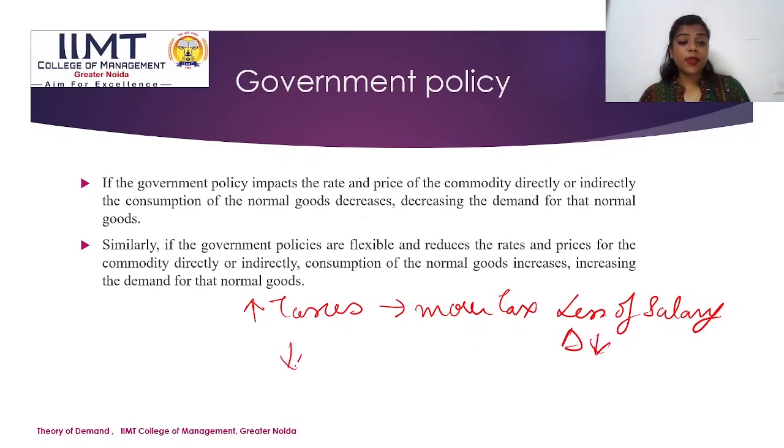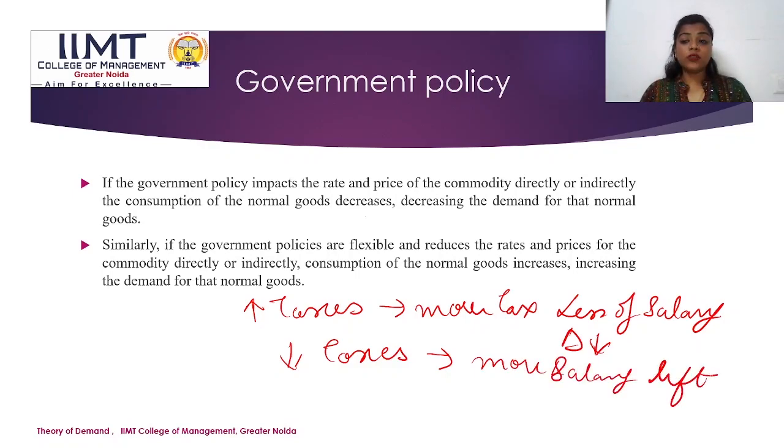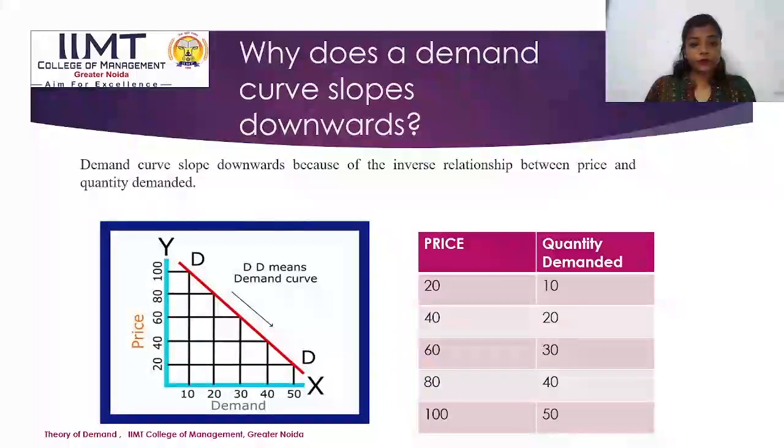If there will be less taxes, then I will have more salary left, so the demand will automatically rise. Second point is, if the government policies are flexible and reduce the rates and prices for the commodity directly or indirectly, consumption of the normal goods increases, increasing the demand for normal goods.